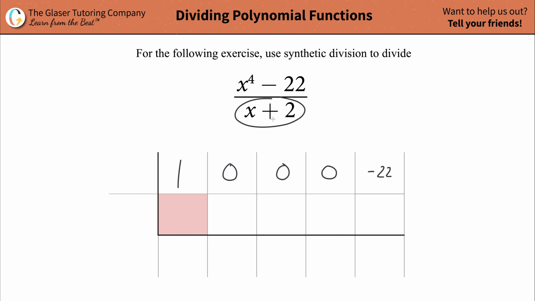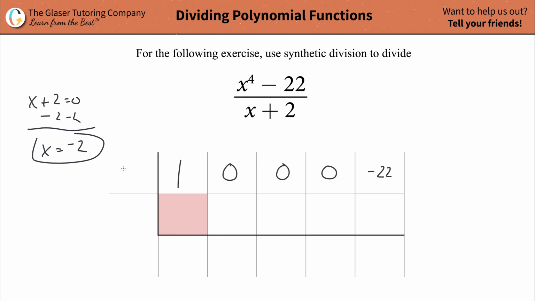Now look at your denominator, aka the divisor. What you're going to do is take that and set it equal to 0. You're going to solve this for x, and the reason why you're going to do that is because this value here is going to tell you the value that's going to go outside of your synthetic division table. Now it's just a very simple series of steps.